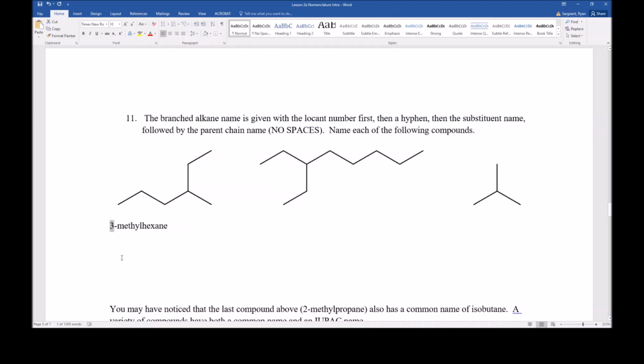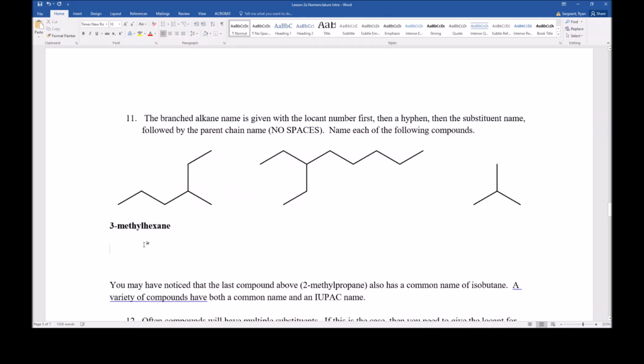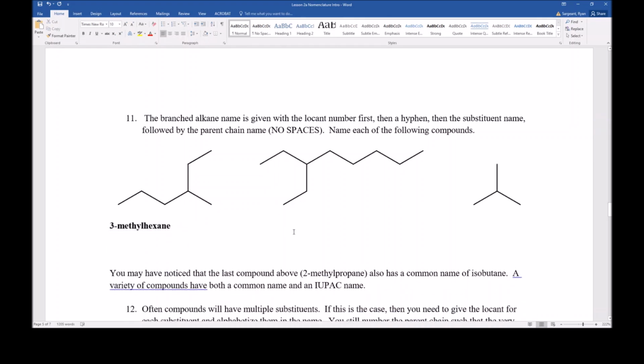So the branched alkane name is given with the locant number first. I put my locant number first, then a hyphen, and then the substituent name, methyl, followed by the parent chain name, hexane, with no spaces. So there's the name for that compound right there. Go ahead and pause the video and see if you can name these other 2 compounds.